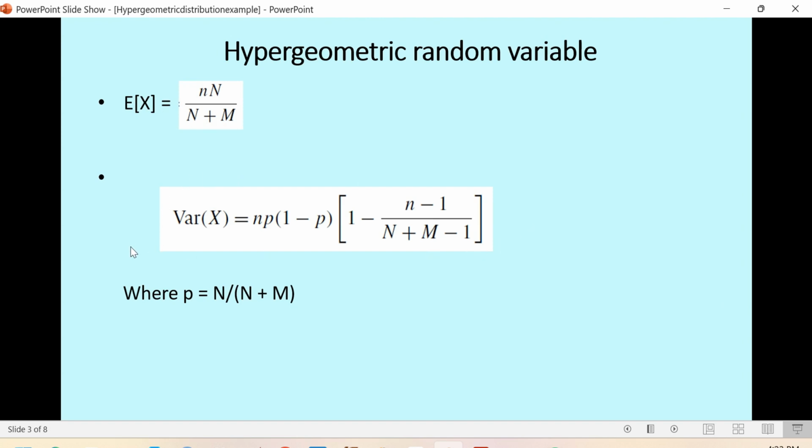Then the variance of this hypergeometric random variable is np times 1 minus p. You can see this is the binomial random variable's variance, right? Then here we multiply by a factor, and this factor is 1 minus this division. And actually, if n is very small compared with N plus M, then this part will be 0, and the hypergeometric random variable can be approximated with a binomial random variable.